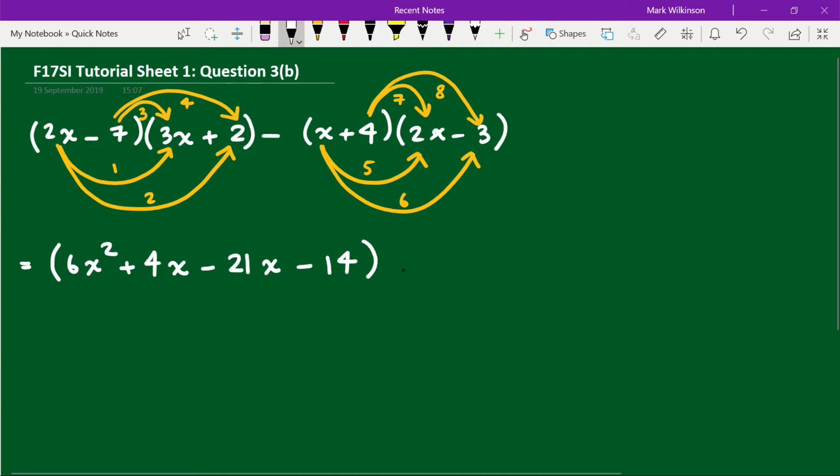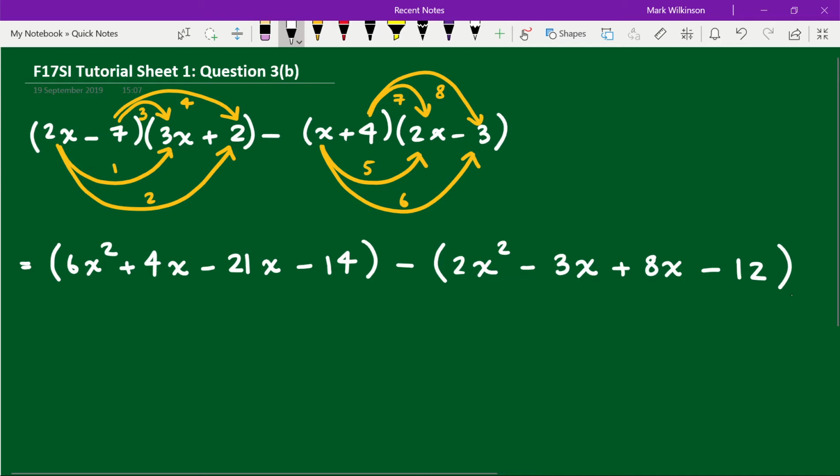Now for the second product of brackets, I'll keep that minus sign there and I'll open a new pair of brackets and we'll expand using the arrows 5, 6, 7 and 8 and look to simplify afterwards. Okay, arrow 5, x times 2x, that overall contributes 2x squared. Then arrow 6, x times minus 3 is minus 3x. Arrow 7, 4 times 2x, that is 8x. And arrow 8 is plus 4 times minus 3, which overall contributes negative 12.